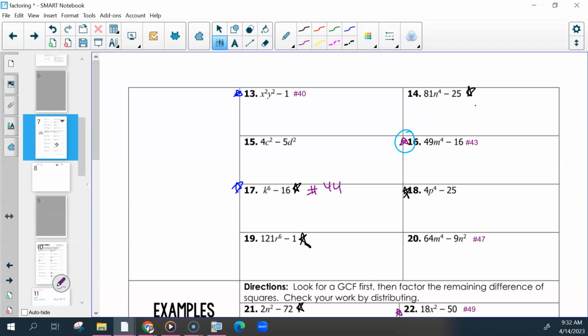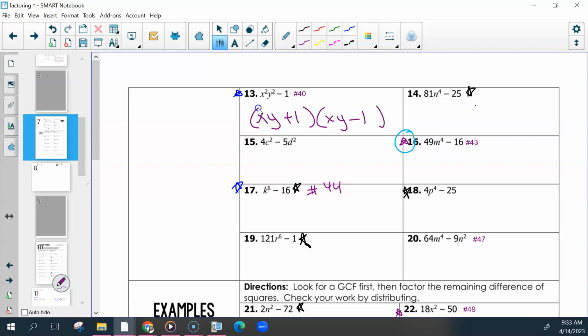Now some of these are more complex because they either have more variables or the exponent changes. It works the same. But if you have an even exponent, you're just going to cut it in half. So what would 13 be? xy plus 1 and xy minus 1.